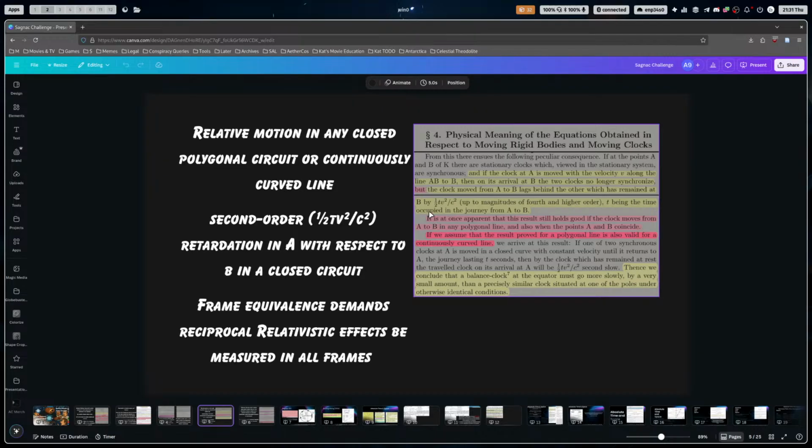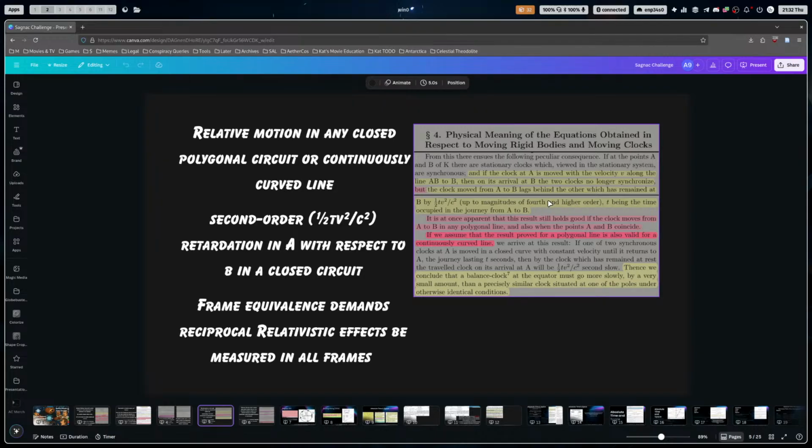It is at once apparent. He's talking about clocks A and B, one clock A going in relative motion around the Earth to B, experiencing retardation to the factor of 1/2 times t times v squared over c squared. He says, it is at once apparent that the results still hold good if the clock moves from A to B in any polygonal line, and also when points A and B coincide, if we also assume that the results proved for any polygonal line is valid for a continuously curved line.